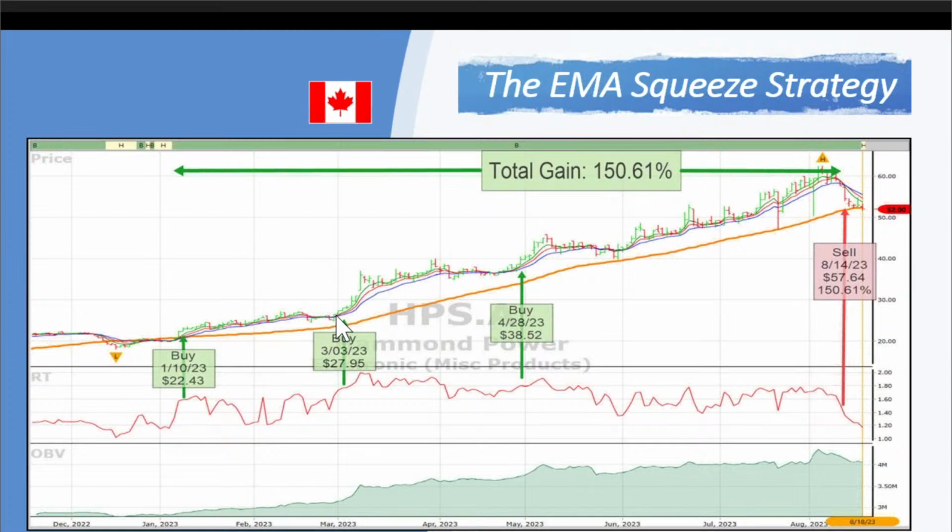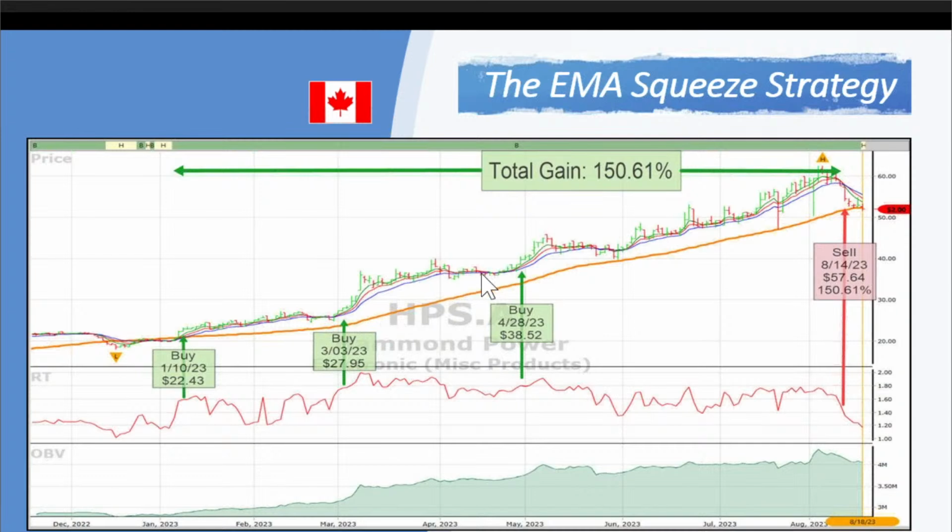After the squeeze and then the fanning apart of the three EMAs, there's another buy signal. Price didn't have to cross below the 50 and then cross back above the 50 in that case. Price just needs to be above the 50. Your initial signal is when price was below the 50 and first crosses above the 50. Same thing here, April 28, 2023. You're staying in the trade the entire time.